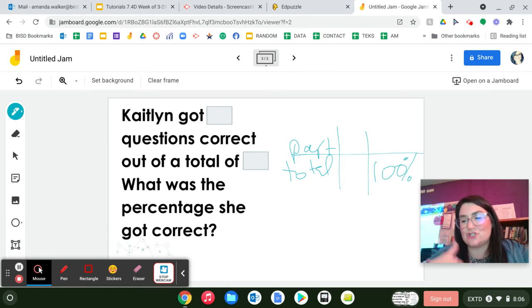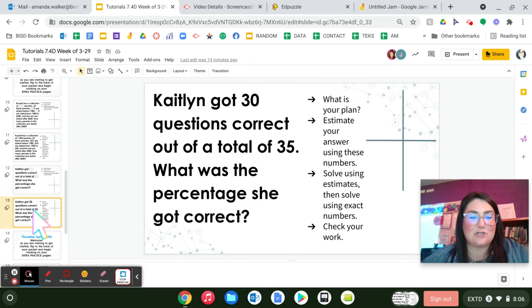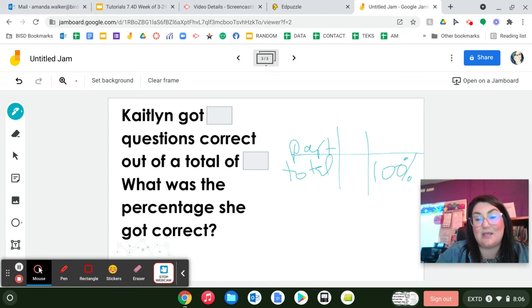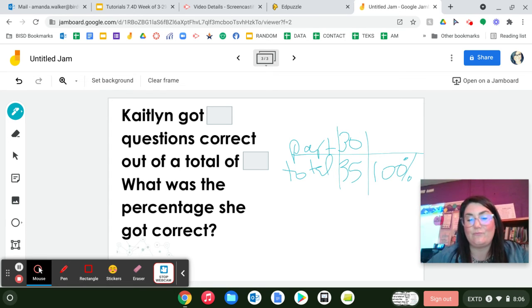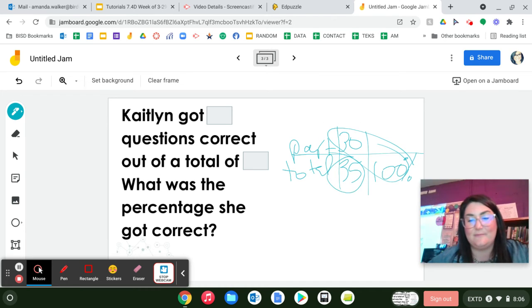I can see here just by reading it, we're going to have a part that she got correct out of a total of how many questions. So let's go back and see what our actual numbers are. She got 30 out of 35. Neither one of those are percentages. So neither one of these are going to be a part of a percentage. They're going to be a part of a number and a total number. From here, you would cross multiply and divide.